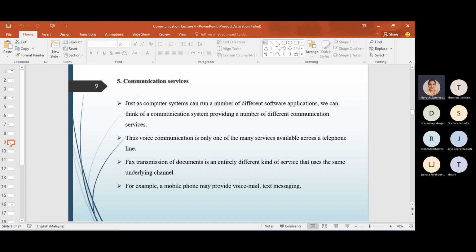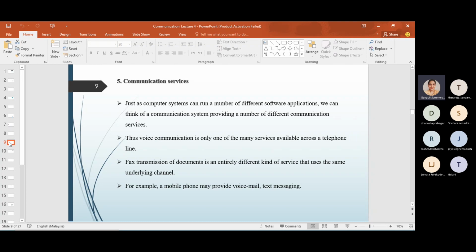sometimes in some communication devices we have only one communication service, but in some devices we have several communication services. So for example, if you take the telephone, a normal landline telephone, not a mobile phone, just a telephone.